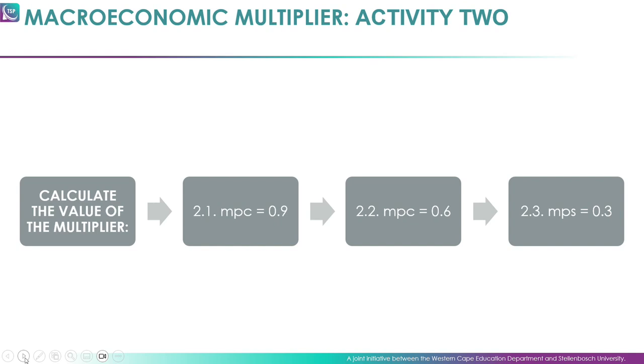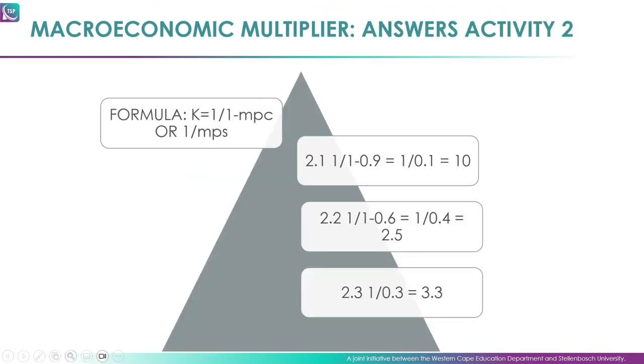I'll just reveal the answers so that I can wrap up, as time is not on our side. Then you can just take a screen grab of the answers, and when you get home or at a later stage when you are studying, you can redo these activities. So the important part here is your formula. If you are given MPC, you use that formula. If you are given MPS, you use this formula. So that is how to master your multiplier section.